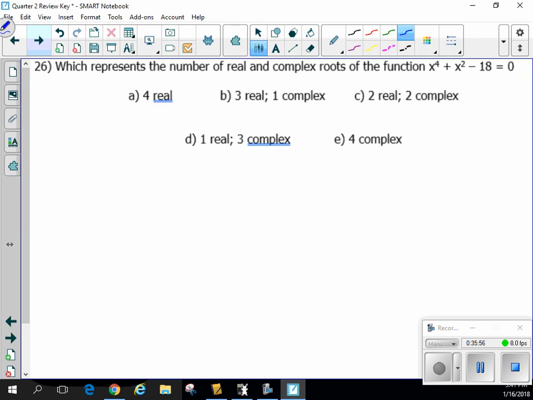Number 26 says which represents the number of real and complex roots of the function x to the fourth plus x squared minus 18. So you are going to graph this function and determine how many times it crosses the x-axis. This one, when you graph it, it crosses twice, and you have two complex. Two real and two complex. Which makes sense because it has to add to the degree, and the degree is 4. So 2 plus 2 is 4.